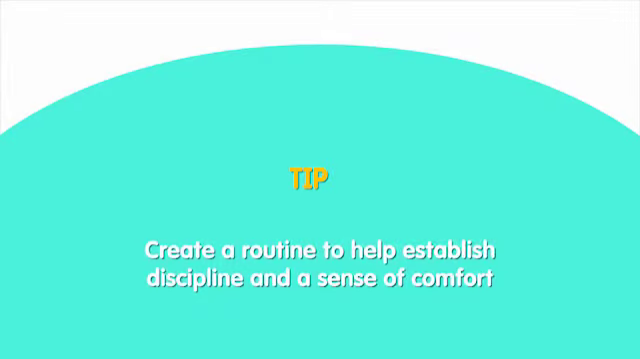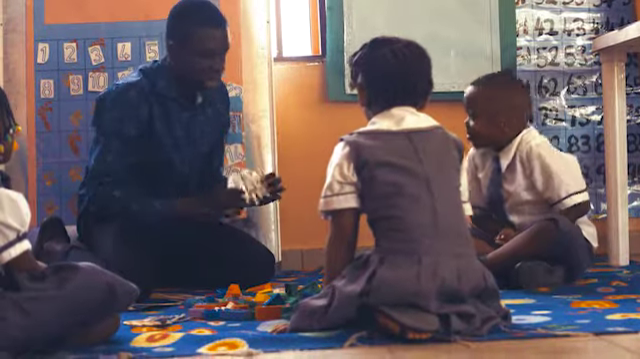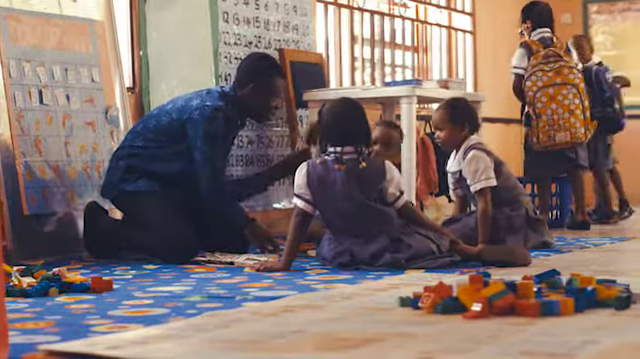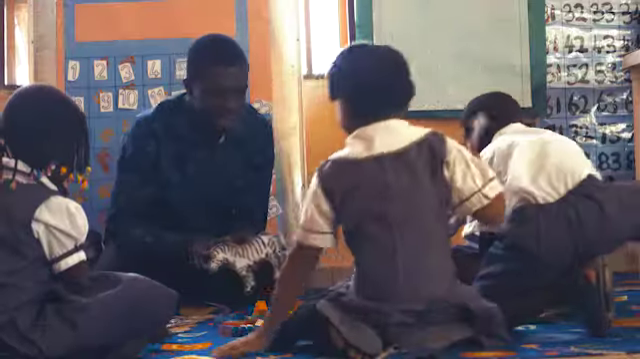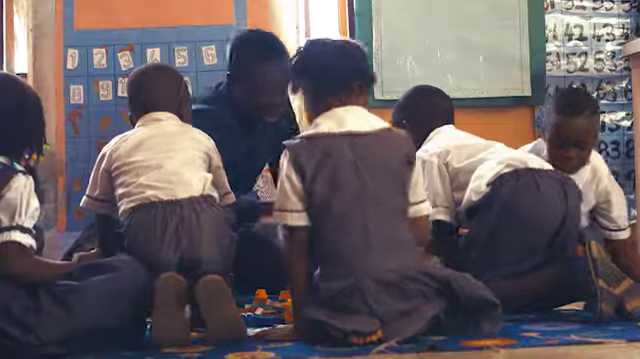Create a routine to help establish discipline and a sense of comfort. A predictable routine helps young pupils to feel secure and be more independent. The more pupils know the routine, the less you will need to manage their behavior and actions. It can take patience and practice to set up a routine, but you will get the most out of it every day.